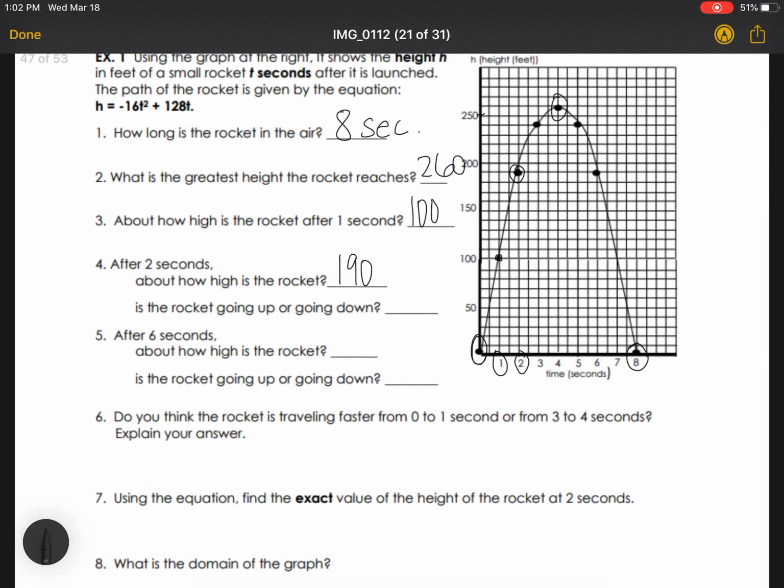Then it says, at that point, is the rocket going up or down? Thinking about the path of this rocket in terms of this graph, this is still at the point at which the rocket is going up into the air. So we're going to say up here. After 6 seconds, so we're looking here, how high is the rocket? That's this point here. It is again at 190 feet. But at this point, the rocket has hit its maximum height, and now it's falling back down to the ground, so the rocket is going down here.